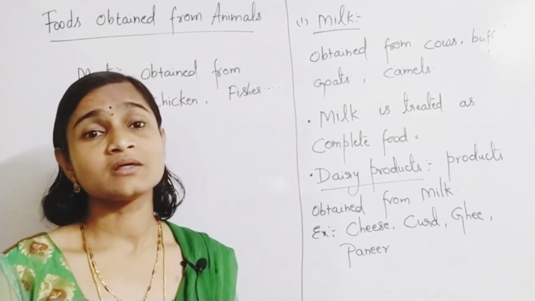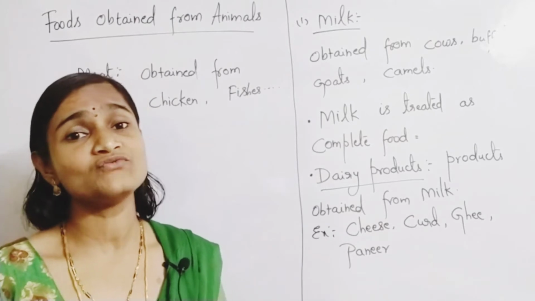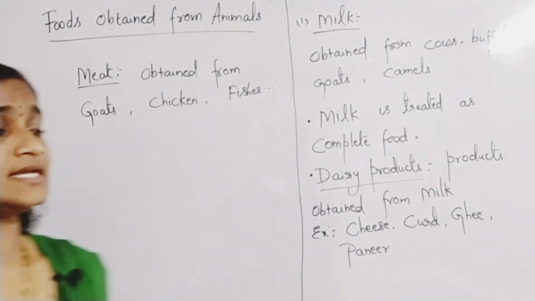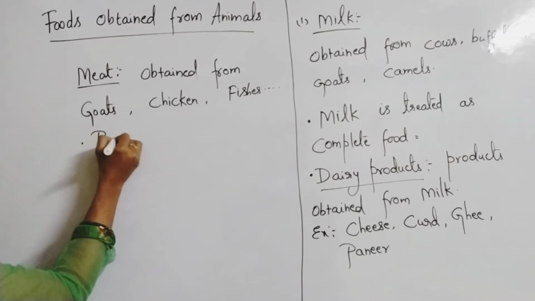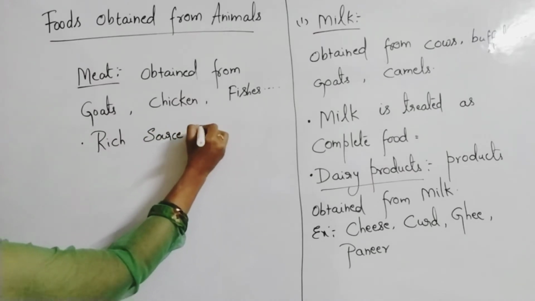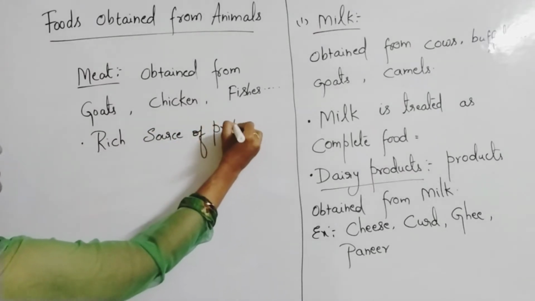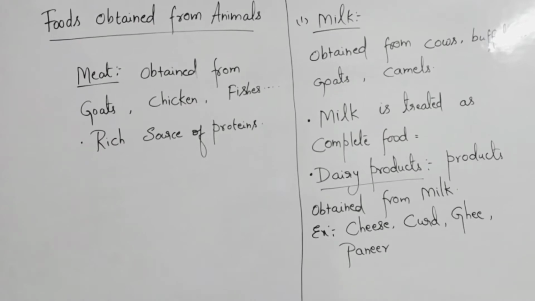Which people consume, comes under the category of what? Meat, isn't it? So meat is also a rich source of what? Proteins. Meat is a very rich source of proteins. So proteins are what? Body building foods. You all know that. Proteins are body building foods.